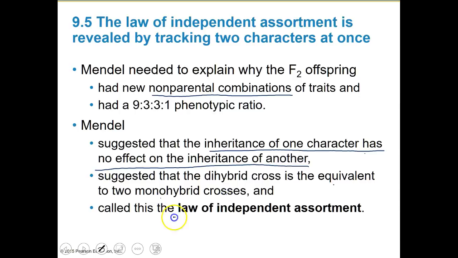And so we call that the law of independent assortment. Basically it just says that each individual character is not dependent on the other. Okay, so that's basically what that's saying, and that is a key concept. The law of segregation and the law of independent assortment are two big ones for Mendel.